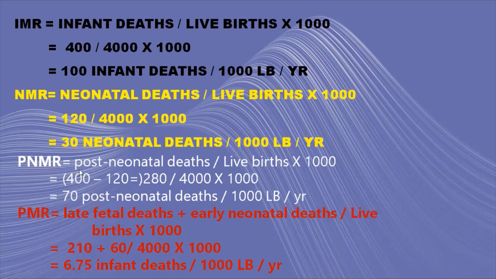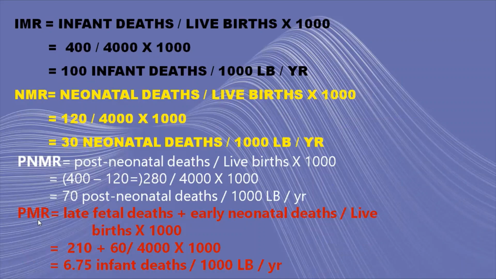So this is post-neonatal mortality rate. So post-neonatal death, that is from 28 days to 1 year, divided by live births into 1,000. So 400 are the total infant deaths minus the neonatal death. So it will become post-neonatal death. So it comes to 280 divided by 4,000 into 1,000. So it is 70. So you can see here 70 plus 30 is equal to infant mortality rate.